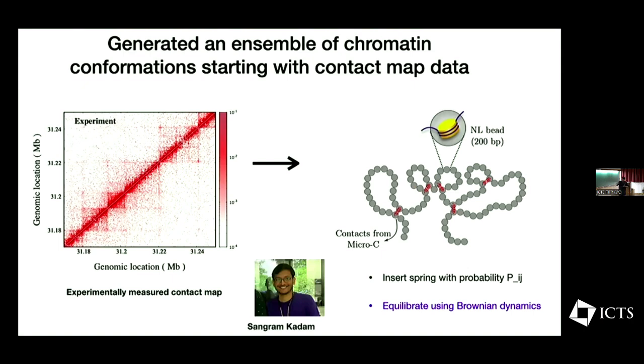There are some extra details which I'll tell you in person after this talk if you're interested in, which is essentially to take into account the fact that there are some correlations in this whole problem, and we put in those correlations in some particular way which I can describe. But the idea is to insert such interaction springs, for example, with a contact probability Pij, and then equilibrate the system using Brownian dynamics simulations.